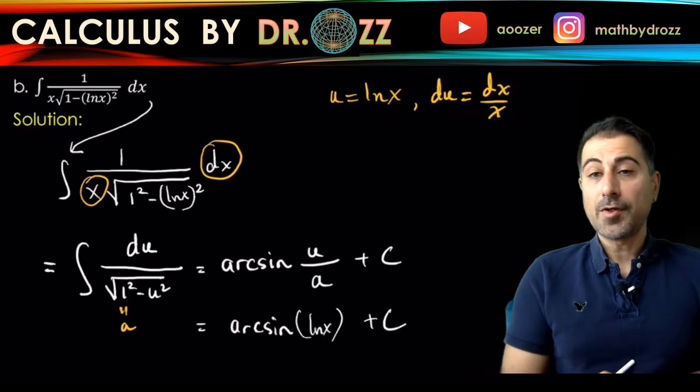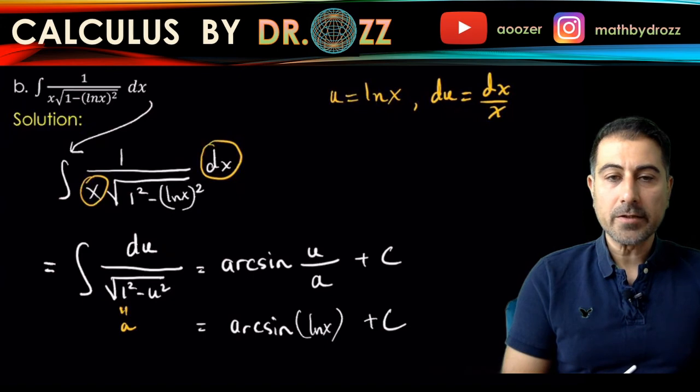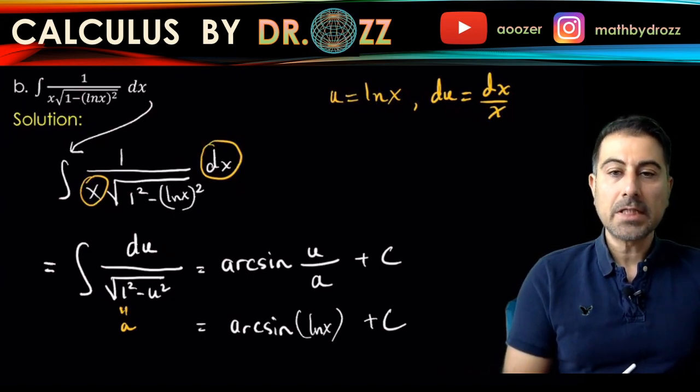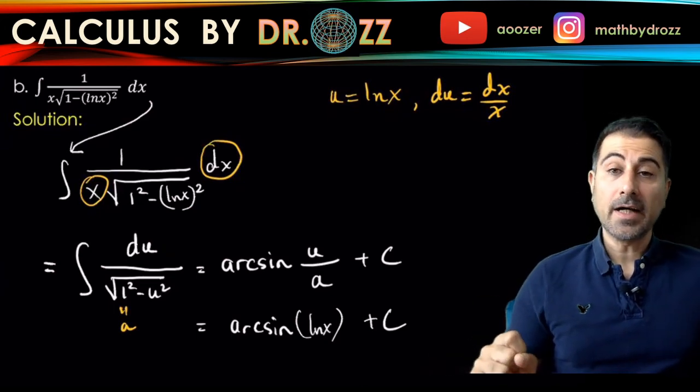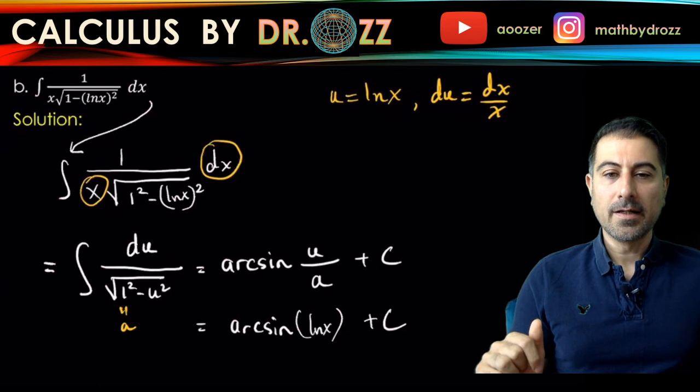And this is the value of this indefinite integral. We again used a u substitution together with the use of the formula for integrals involving inverse trig functions.